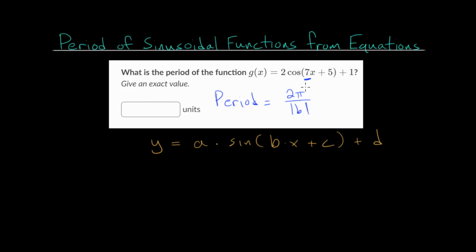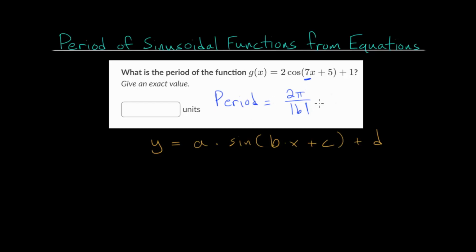And we look at the absolute value of this coefficient here, since if it was negative, the negative essentially just causes a reflection horizontally. So if this was negative, that wouldn't actually affect the period, just the magnitude or the size of this number actually contributes to the period.